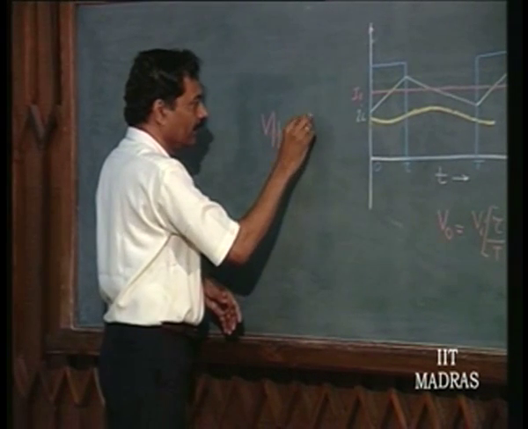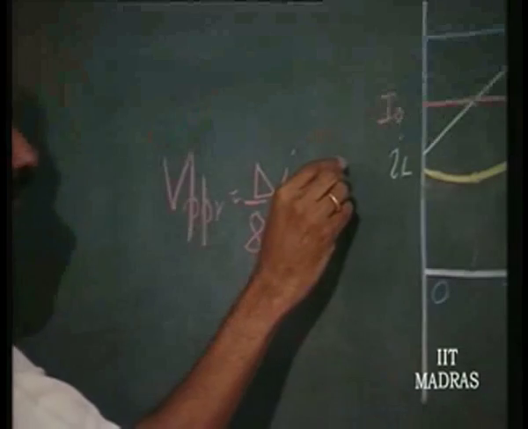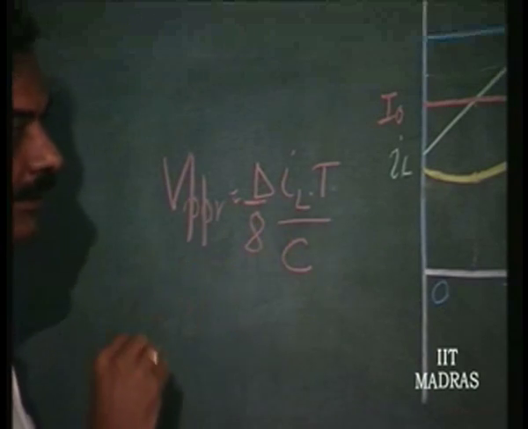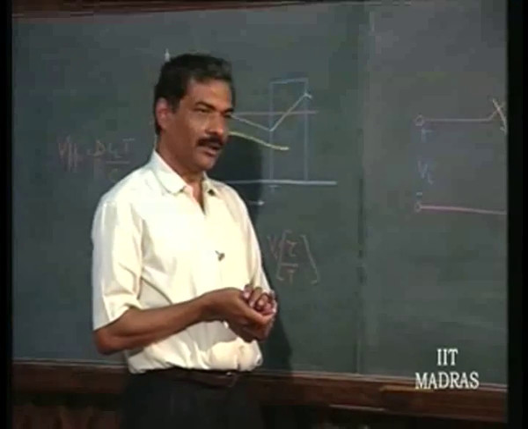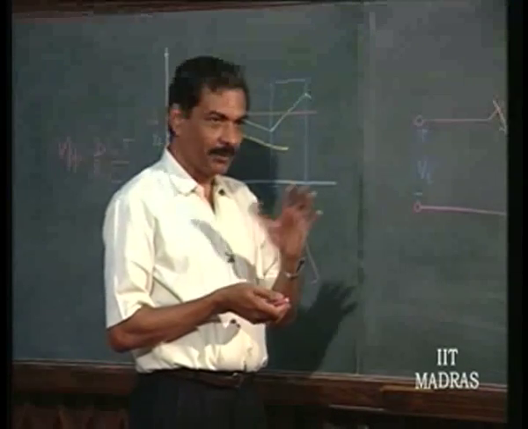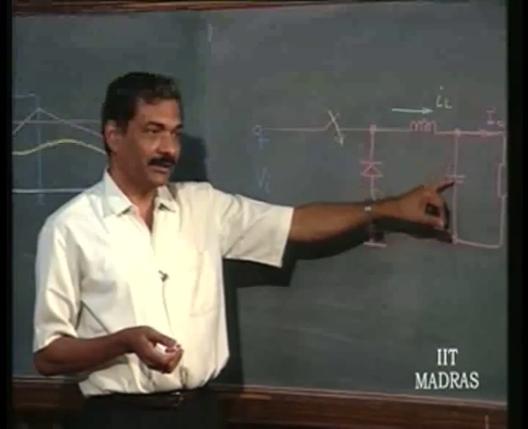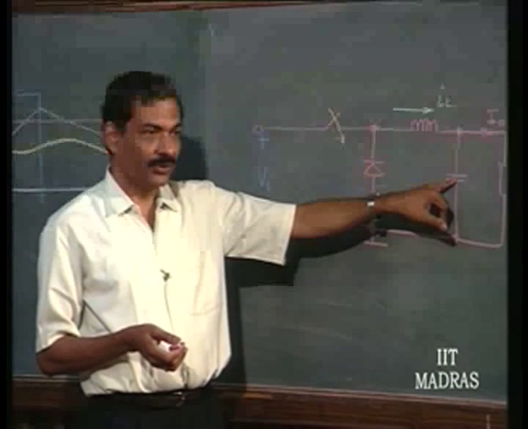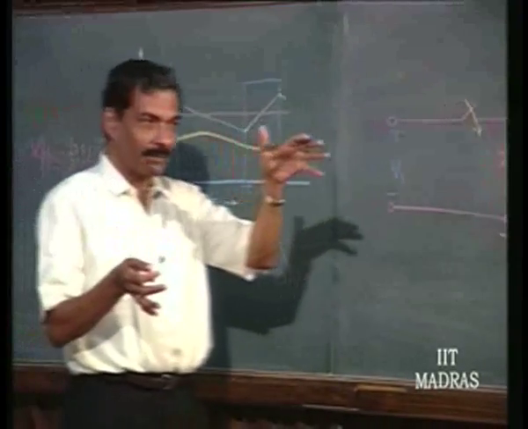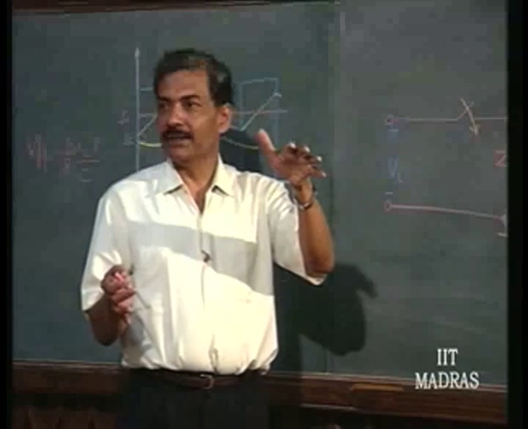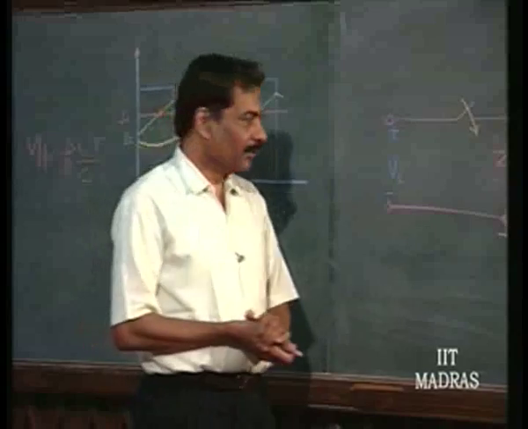1 over 8, okay, delta I L into T times by C. That is all? Right. So, this is the peak to peak ripple, if the series resistance of the capacitor is assumed to be 0. Otherwise, this triangular waveform is going to cause a drop across it depending upon the value of the current, I into R, that is delta I into R. Okay. So, please remember this.